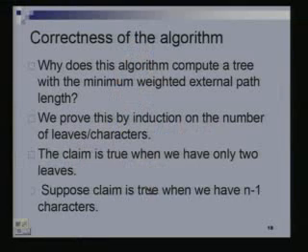Okay? So it's true for when you have only 2 leaves. So we are going to assume that the claim is true when you have n-1 characters or leaves, and we are going to show that it's going to be true when you have n characters or leaves.